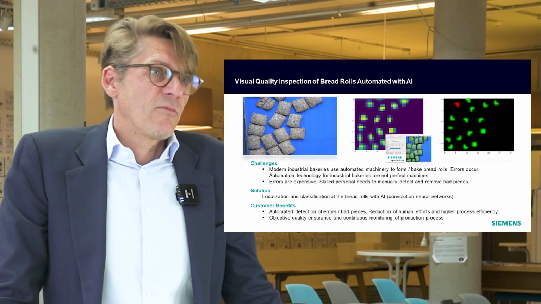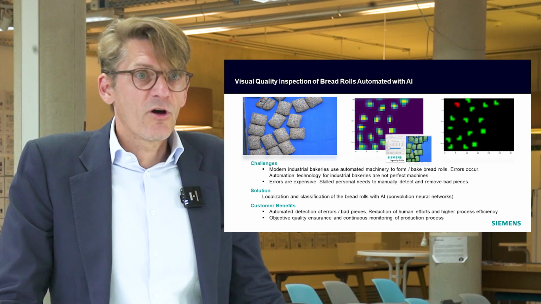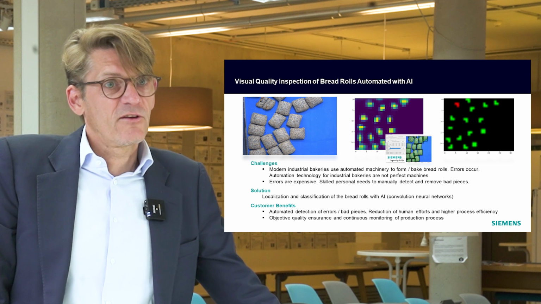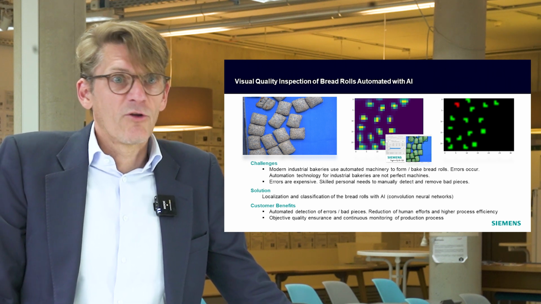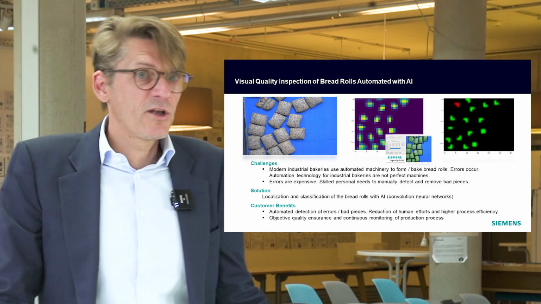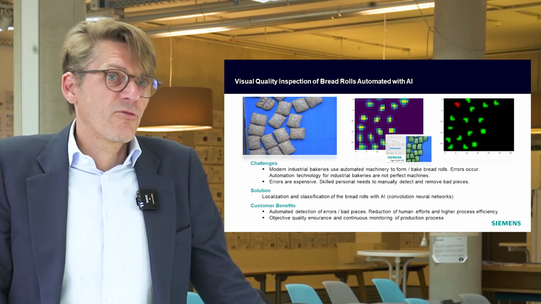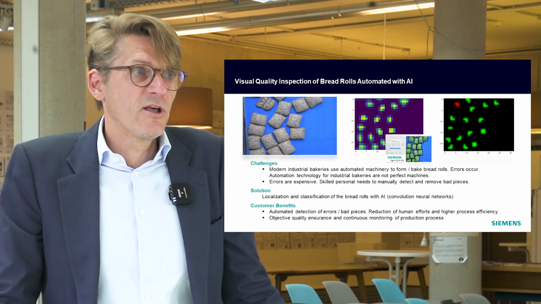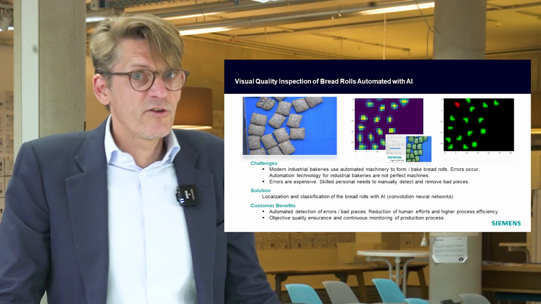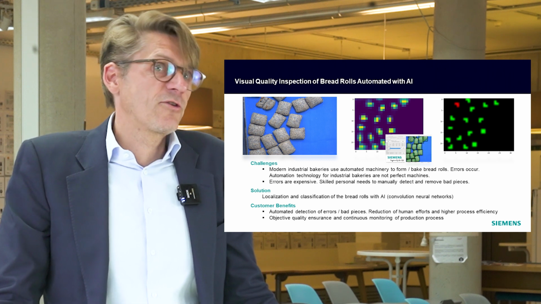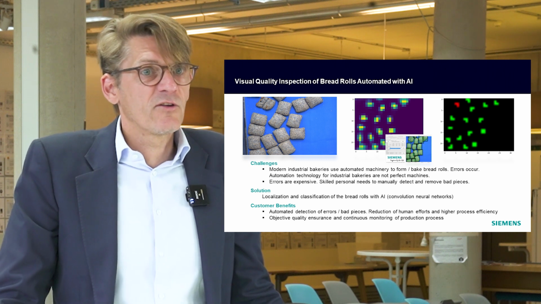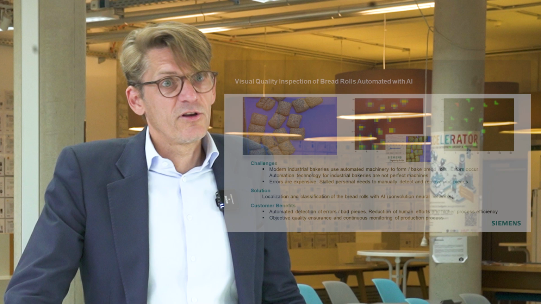What you see, the green objects are bread rolls of optimal quality, and one bread roll is detected which has a not wanted quality. The benefits of this solution are obvious. You can speed up the process because we can analyze a bread roll in fractions of a second. You have a stable and objective product quality, and you lower the costs of the complete process because no additional staff is needed to control the quality of the bread rolls.